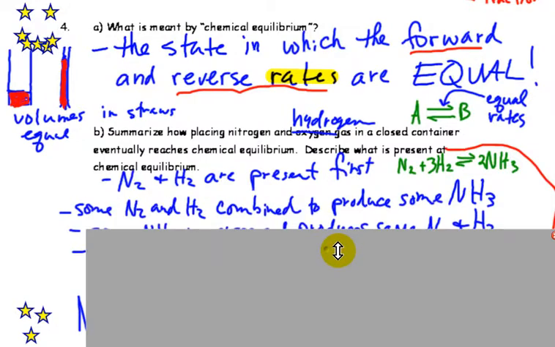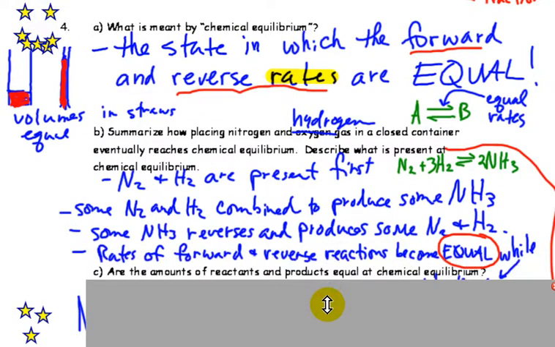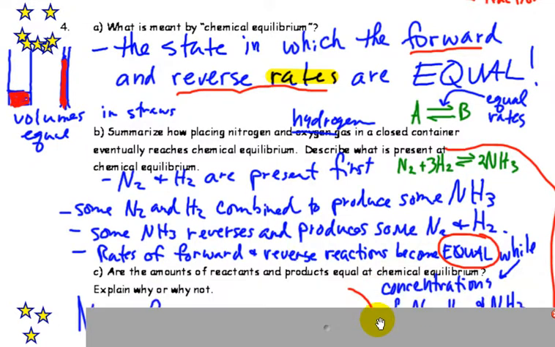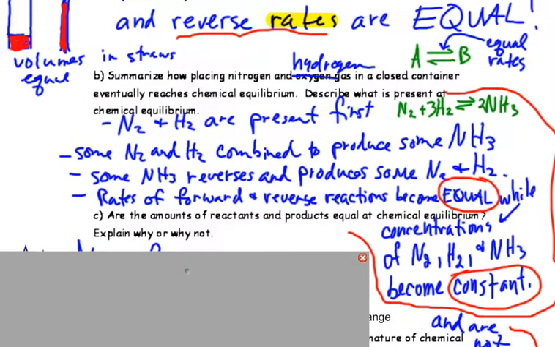And eventually some nitrogen and hydrogen combine to make ammonia. As ammonia is being made, some of the ammonia goes back and produces nitrogen and hydrogen until we get to a point when the forward rate and the reverse rate are equal. And when the reverse rate and forward rate are equal, that means I'll have a constant amount of nitrogen, hydrogen, and ammonia.